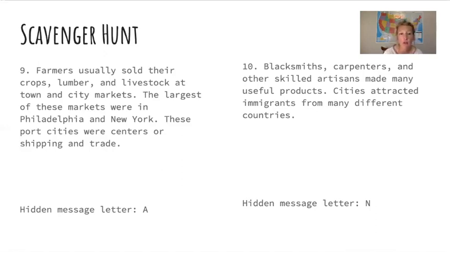So Philadelphia and New York were port cities, and this is where shipping and trade happened. And the farmers would take their crop, lumber, and livestock up there to sell or trade. Hidden message letter A.